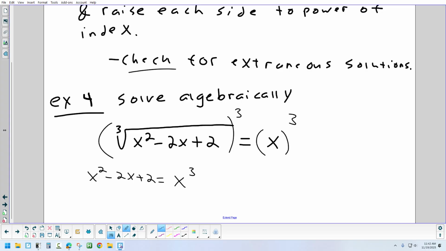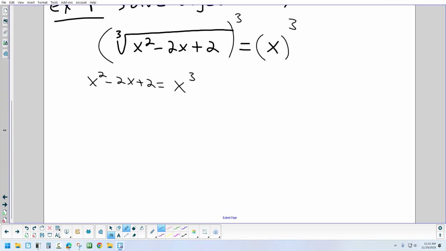Yep. Cubic. And what do we try to get a cubic equal to when we're solving? Yep, get it equal to 0. So I like to make sure the highest term is always positive. So let's put everything on the right.